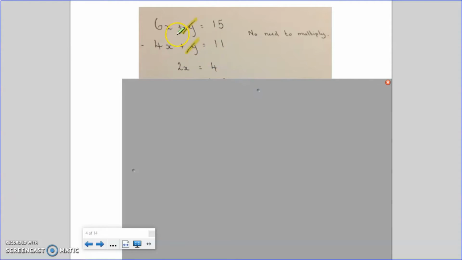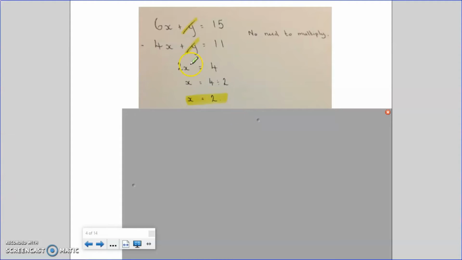So once I do the subtract, 6x take away 4x leaves me with 2x. 15 take away 11 leaves me with 4. If 2x is 4 and we divide each side by 2, that's telling me that the value of x in these simultaneous equations must be 2. At this point, I'm halfway through the question. I then need to go ahead and solve for y.